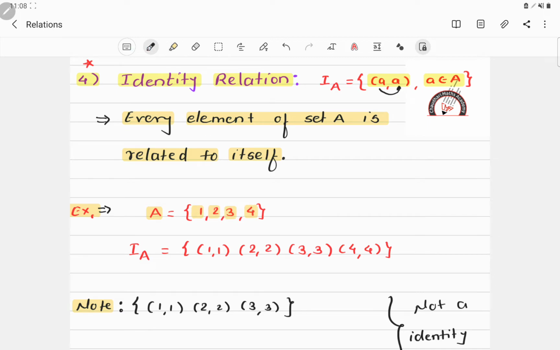Then if 1 is in relation with 1, the first ordered pair is (1, 1). The ordered pair for 2 is (2, 2), then (3, 3), then (4, 4). Please observe, here every element is related to itself. 1 is related to itself, 2 is in relation with 2 itself, 3 with 3, and 4 with 4. If you observe this kind of relation which relates the digit with itself, then this kind of relation is called identity relation.